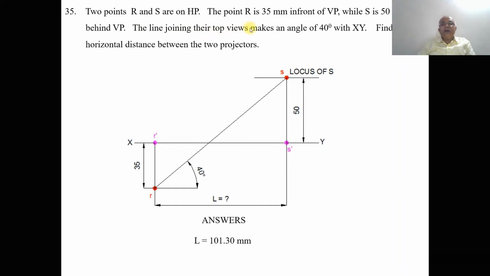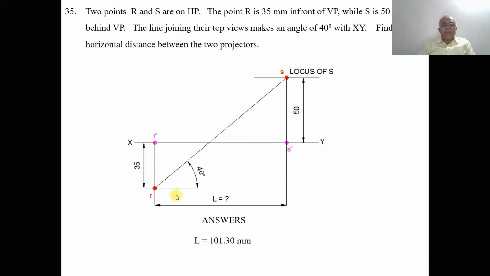But the line joining the top views makes an angle of 40 degrees with the XY line. So this is the top view here. From here you measure an angle of 40 degrees using the protractor and then draw a line so that it cuts this locus here. So you get this point as S. But S is on HP, so S always comes on the XY line. So you draw a vertical projector from here, cut it to the XY line, and mark that point as S dash.